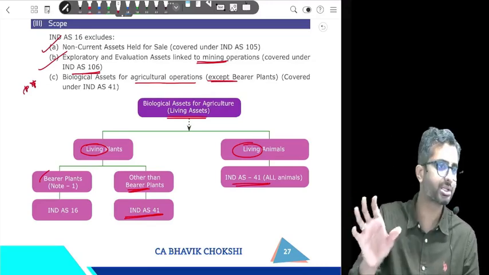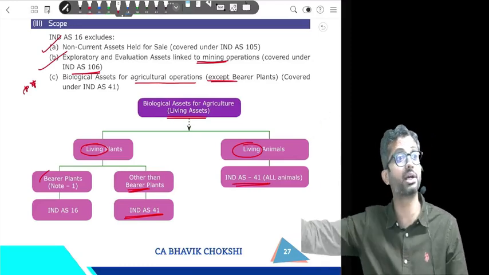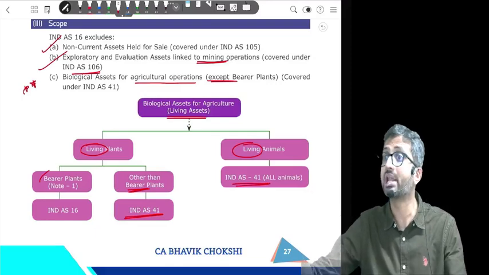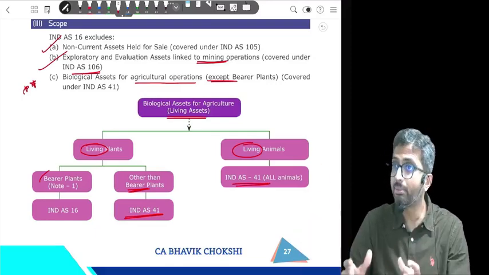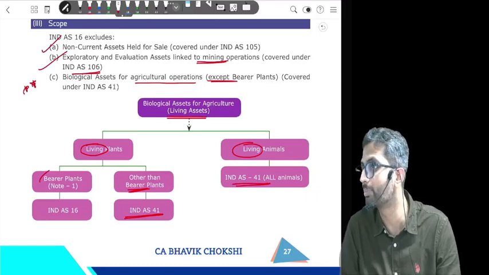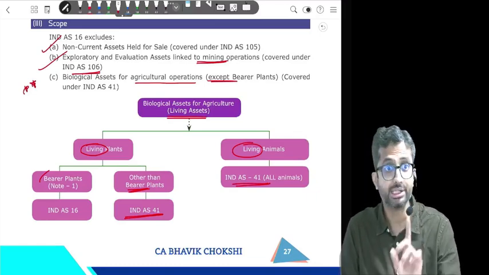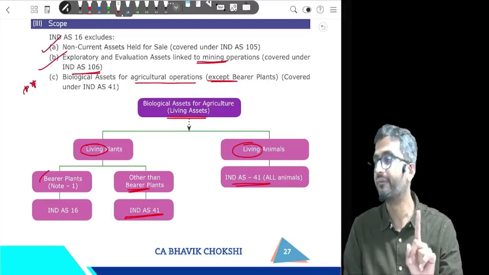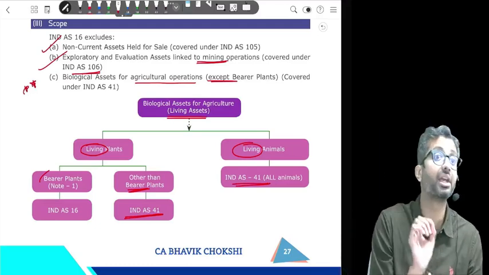So the RTP question says the company has 100 Pinus radiata plantations and these trees have a life of 30 years and are going to be used ultimately for building materials and furniture. So what do you think Pinus radiata is? Is it a bearer plant or not a bearer plant? Very nice. In the exam, this is where it becomes difficult.